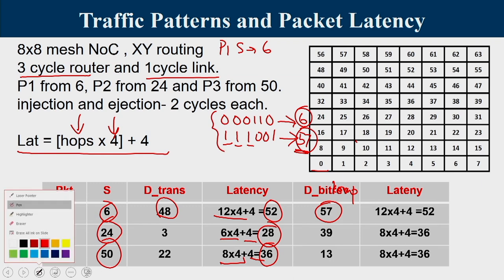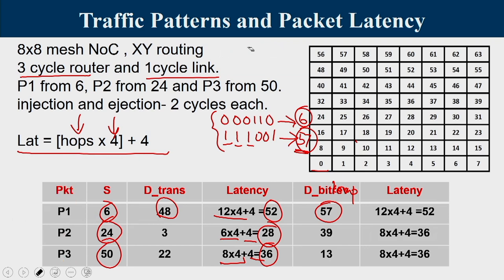So if you look at what the complement node for 24 is, 24 is represented by this. Now its complement is 32 plus 7, 39. So as per bit complement pattern, for packets generated from router 24, the destination is 39. Similarly, if you write 22, you can find that the destination is going to be 13.